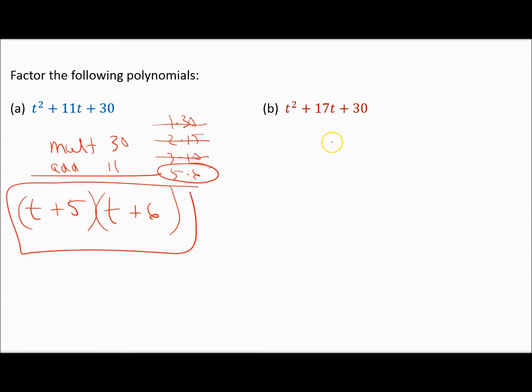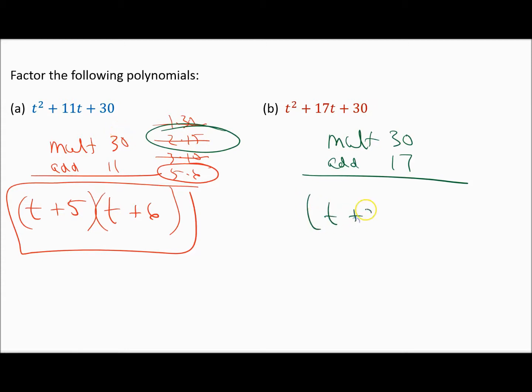Next problem. How about what multiplies to be 30 and adds to be 17? Well, look, we've already gone down a big old list that multiplies to be 30. We've already got 1 times 30. That added to be 31. 2 times 15. That multiplies to be 30, and it adds to be 17. So my answer this time is t plus 2 times t plus 15.